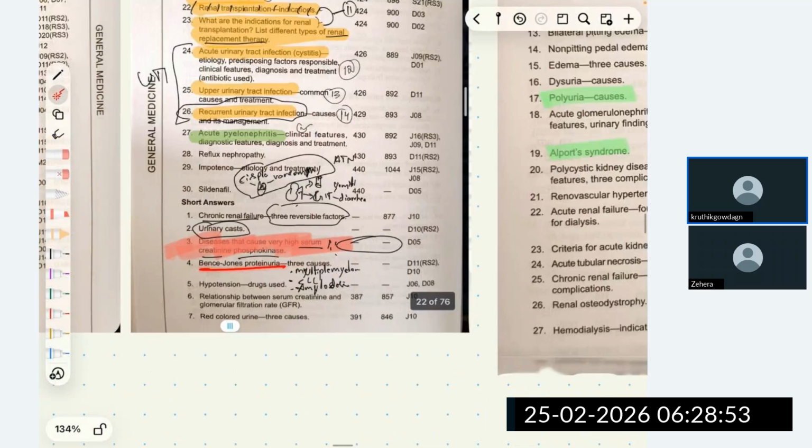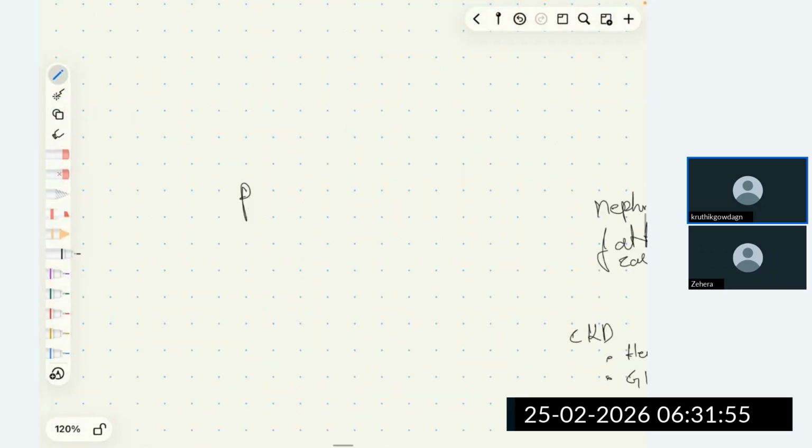Bence Jones proteinuria, we saw in multiple myeloma, chronic lymphoid leukemia, and amyloidosis. Discuss three causes of proteinuria, three types of proteinuria. The transient proteinuria, the question is self-explanatory. It's seen only transiently. It's seen in heavy exercise, albumin infusion. Because the protein is being infused, there is increased excretion.